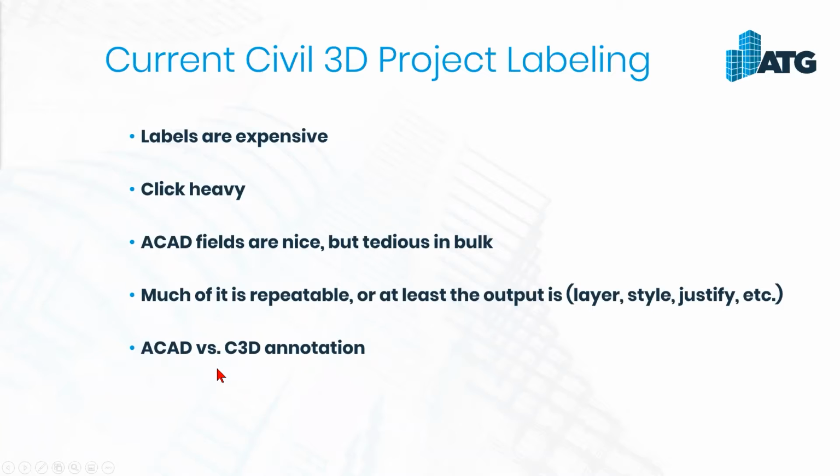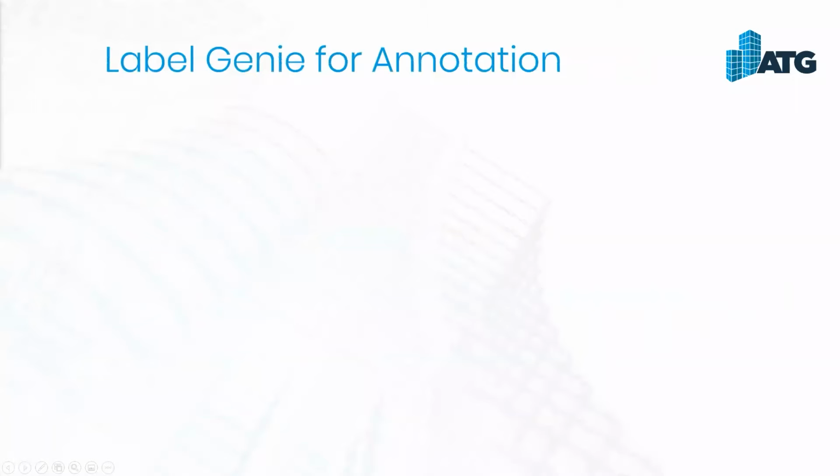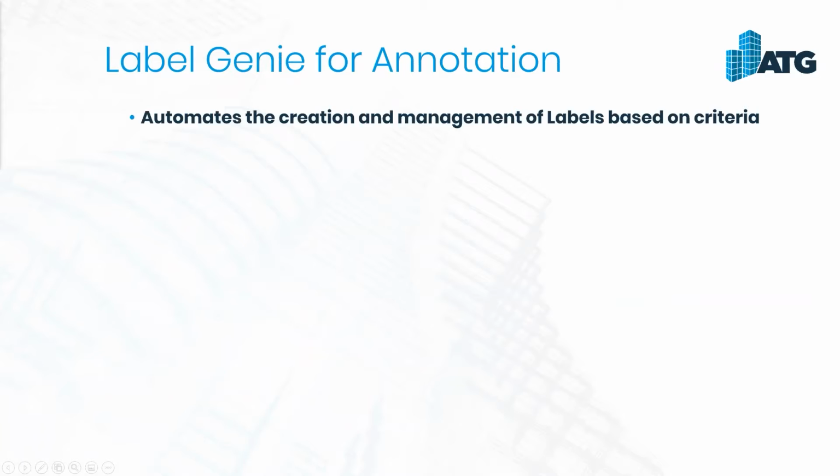And then, of course, we have to deal with our AutoCAD annotation. Is this annotative? What are the annotative scales I have associated with that object versus our Civil 3D stuff, which is more dynamic and it's always going to be annotative, but sometimes that can still be in the way. So that's our problem. How we're going to help out with that problem and give some power and some time back to our users is through Label Genie.